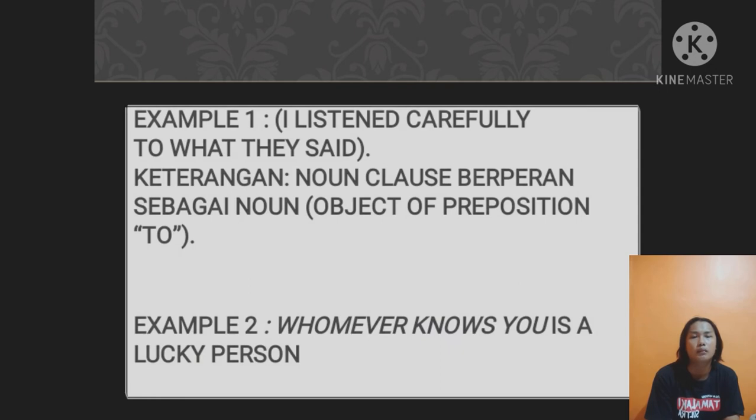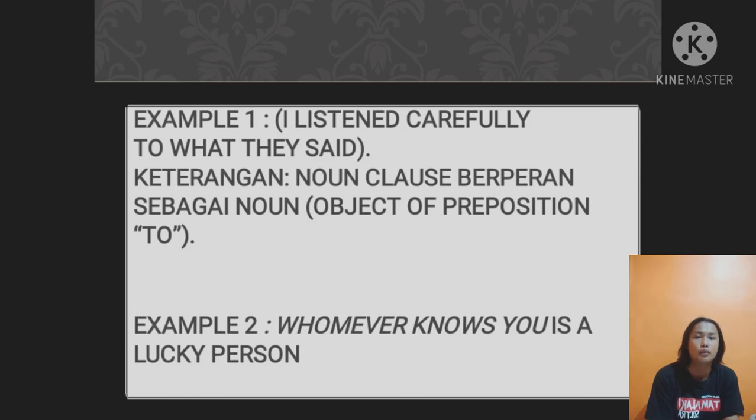For example, I listened carefully to what they said. In bahasa, saya mendengarkan dengan cermat dengan apa yang mereka katakan. So, noun clause becomes object of preposition "to".